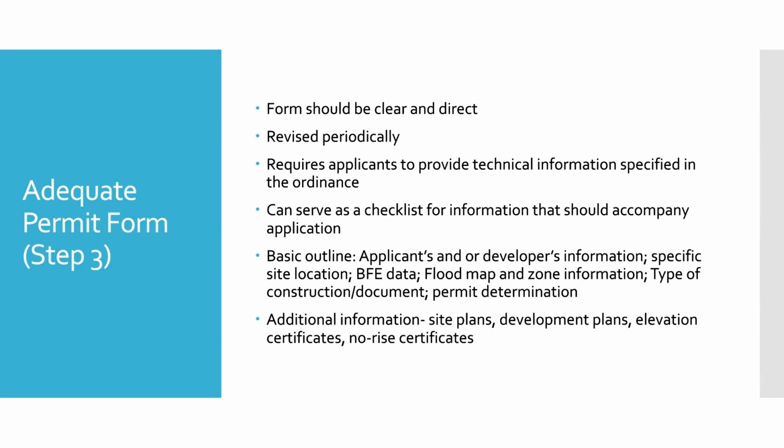So the basic outline of your permit application is having the applicant or developer's information. You need the site location, and then all of your floodplain information is going to be on there. What type of construction or development are they putting in? And then your permit determination, of course. And then your permit form will be telling people what kind of attachments are going to need to go in with their application: site plans, site and development plans, elevation certificates, no-rise certificates, and other certificates that we'll get into.